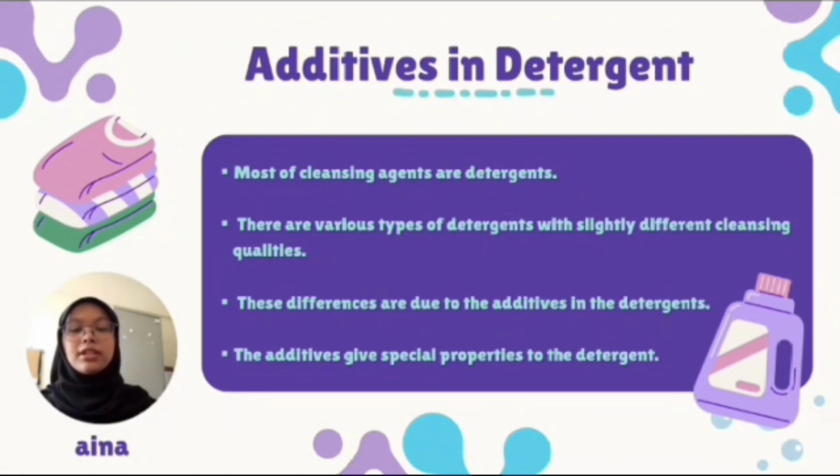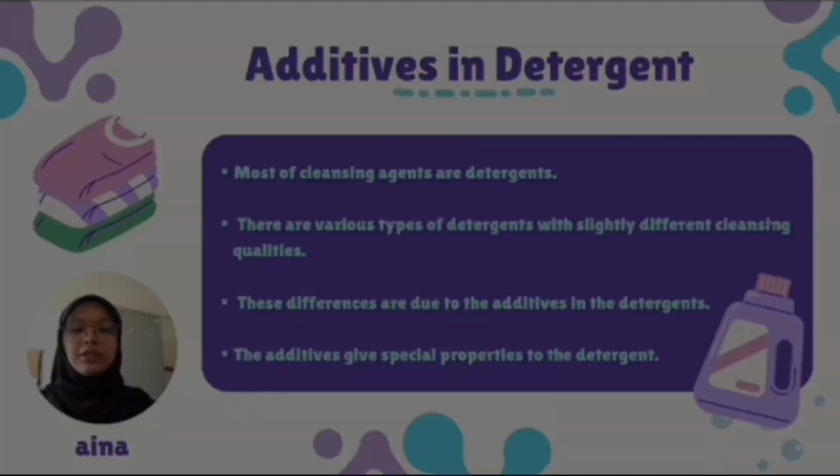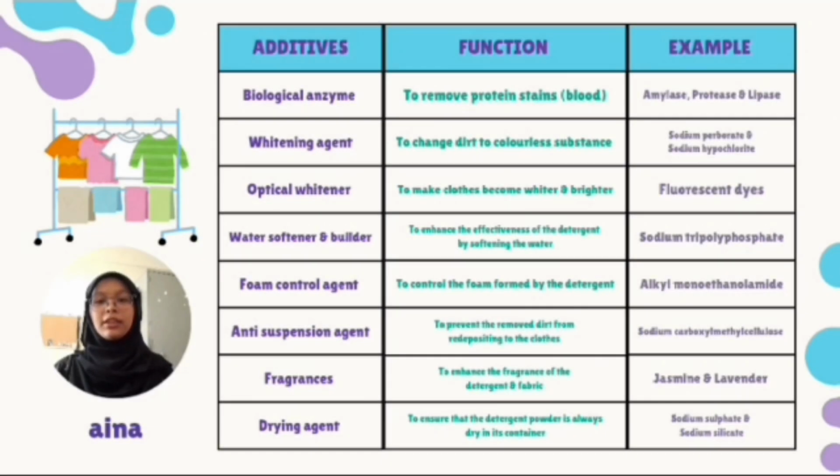Okay, next I'm going to talk about the additives in detergent. Most cleansing agents are detergents. There are various types of detergent with slightly different cleansing qualities. These differences are due to the additives in the detergent. The additives also give special properties to the detergent. These are examples of additives used in detergent.